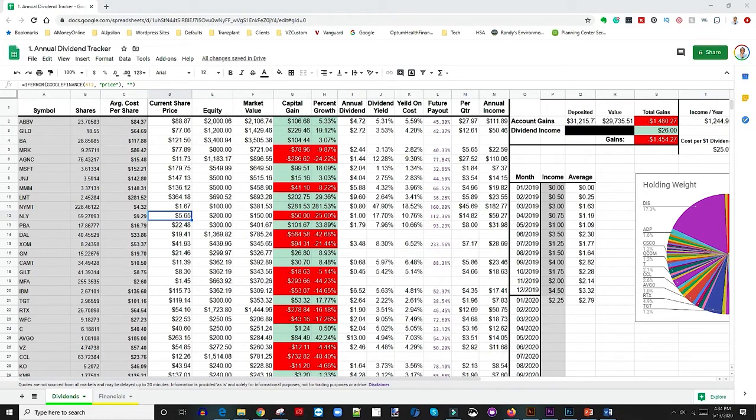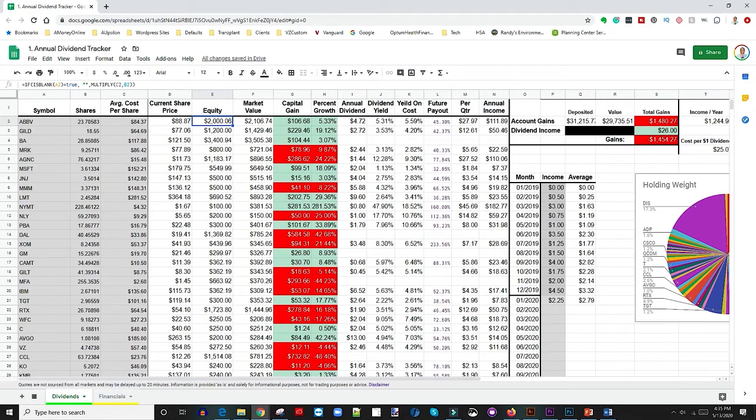And then once you input those three, it's going to populate the entire thing for you. You don't have to do anything. Because this whole sheet is automated, it's going to go online and pull the current price from Google Finance and insert it into this sheet for you. Then it's going to do the math and multiply and tell you your equity. It's going to show you your market value currently, and then walk you through your capital gains.